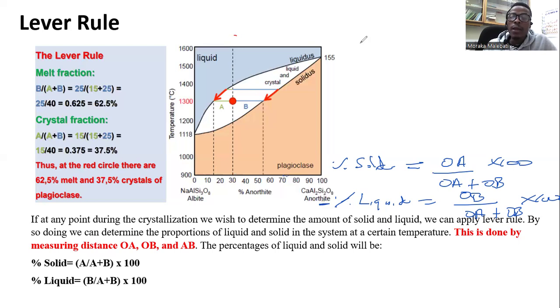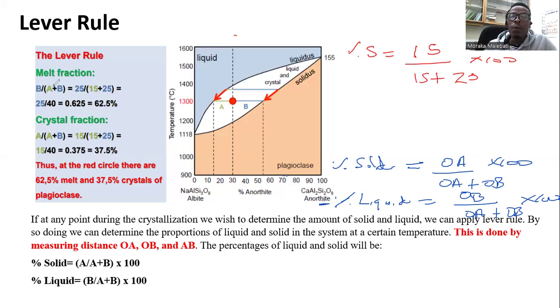So the percentage of the solid will be 15 divided by 15 plus, and the distance from here all the way to here is about 25. Multiplied by 100, so the crystal fraction is 15 divided by 15 plus 25, which is about 37.5%.